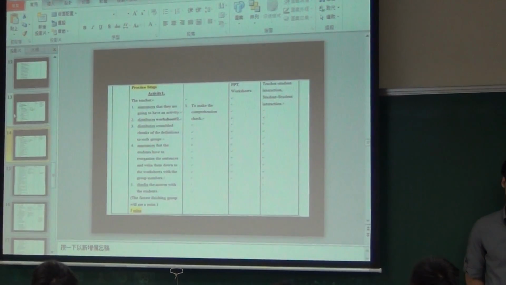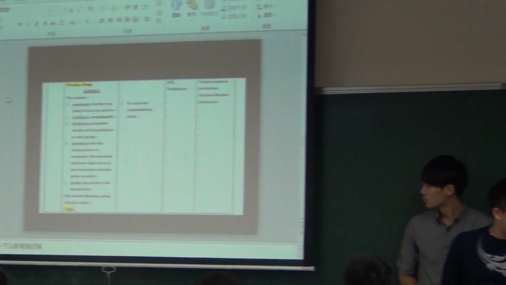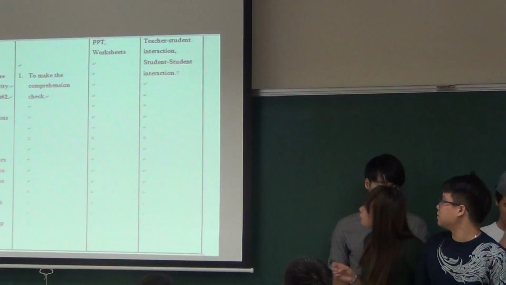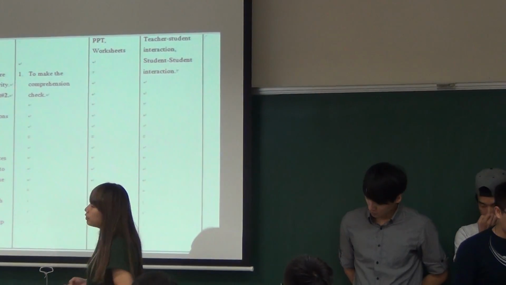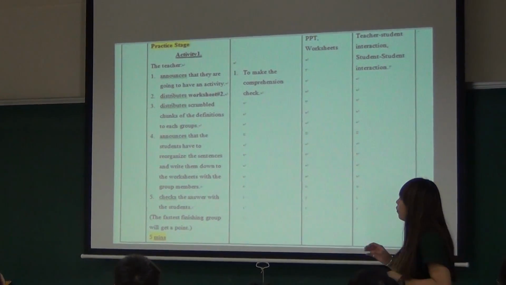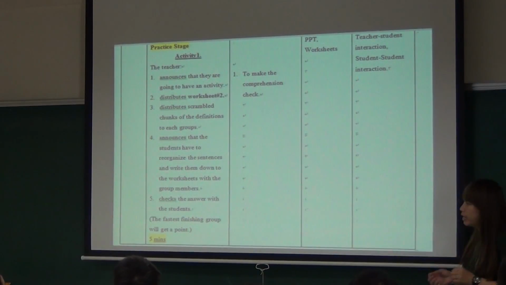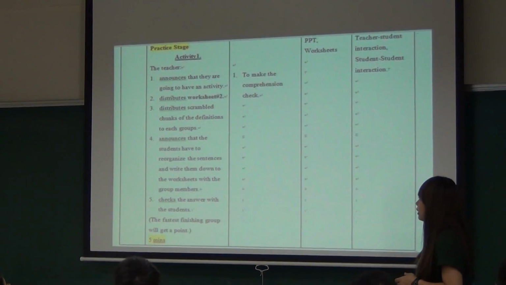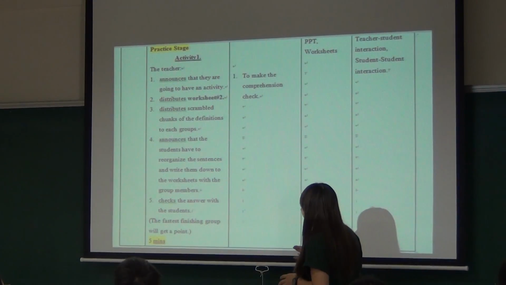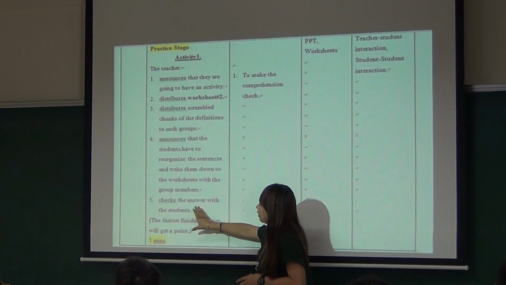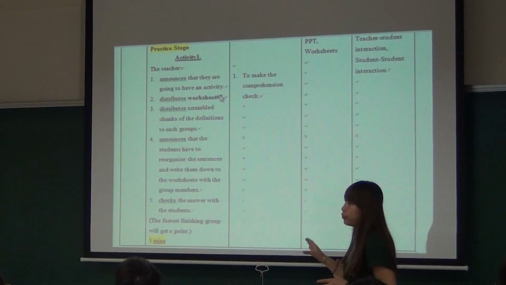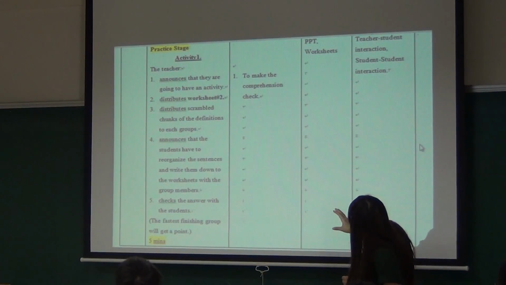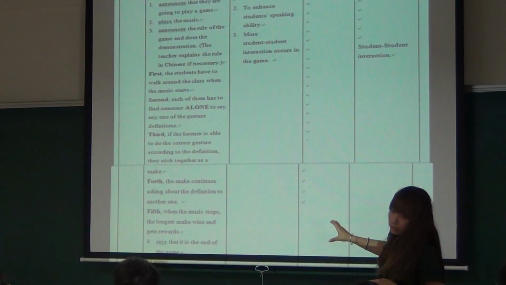And we'll provide activities. So please allow Kate to introduce the activity. All right, our first activity, we're going to distribute a worksheet, and we're going to scramble the chunks of definition of each gesture, and each group has to figure out the definition for each gesture and put it on the worksheet. And then we're going to check the answers, and the fastest group who finishes the worksheet will get points.